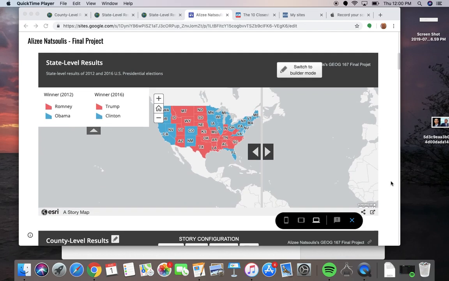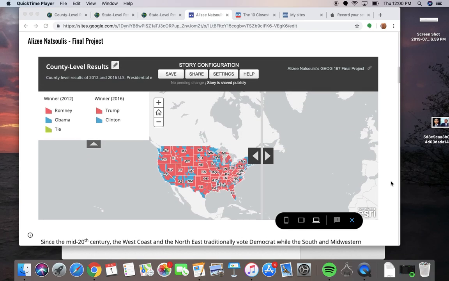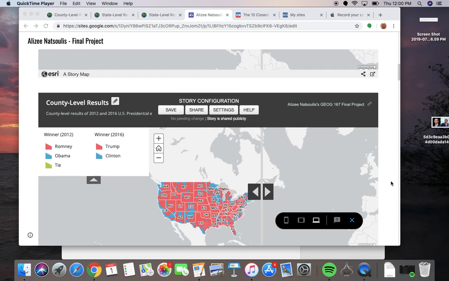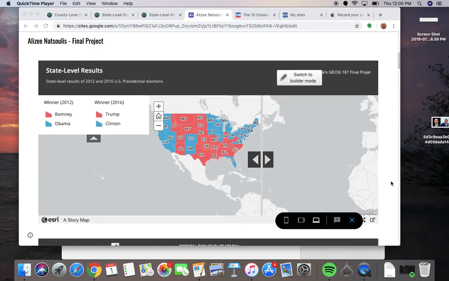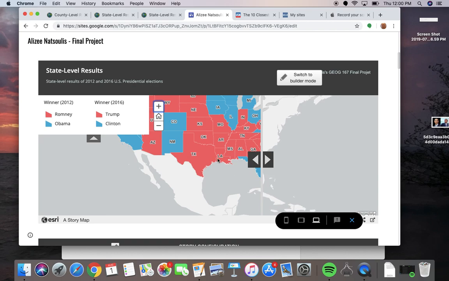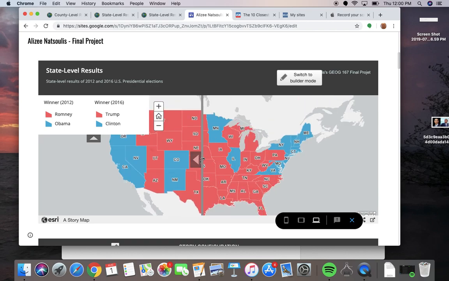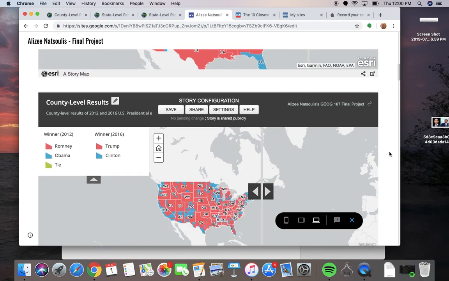I have the state level results of both elections with 2012 on the left and 2016 on the right, and the county level results. For these maps, I used one of the story templates on ArcGIS Online. I thought this would be a good format to compare the two election results, both at the state and county levels. So users can use this slider bar to visually compare the results of both elections. Same with the map below.